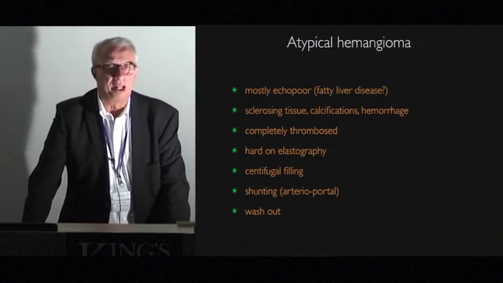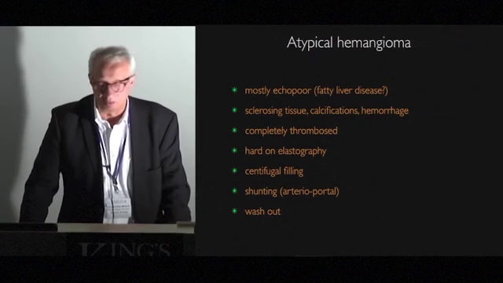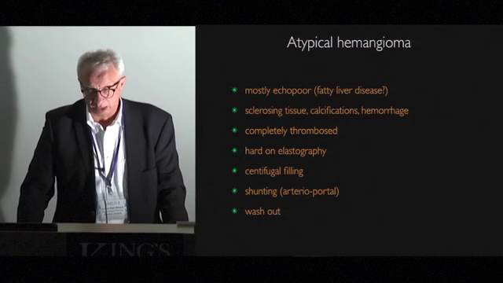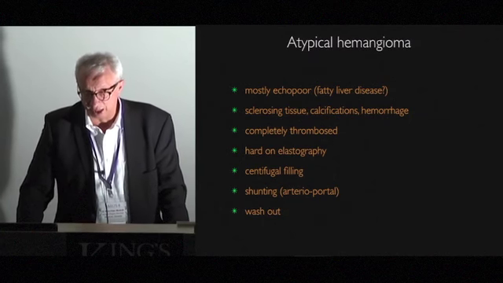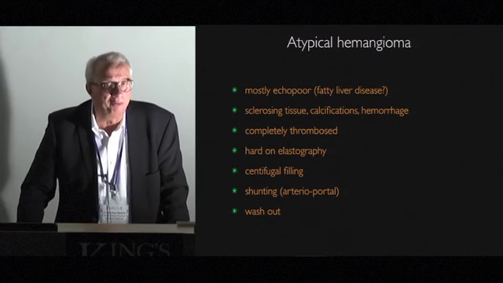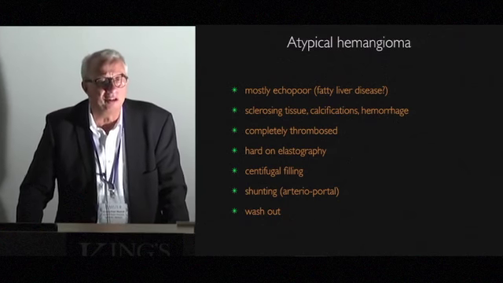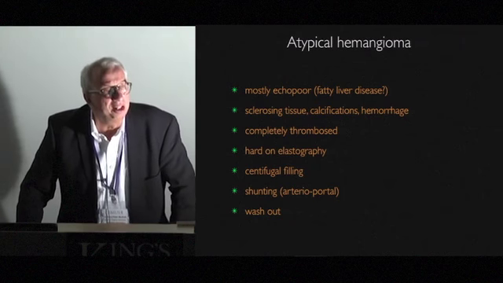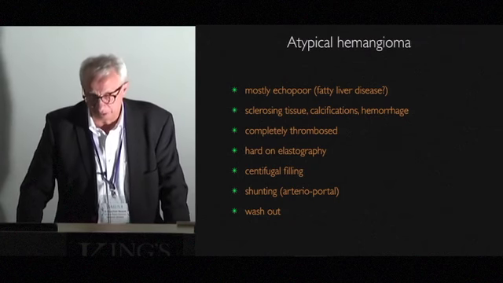Atypical hemangiomas, and I'm concentrating more on the atypical ones because the typical ones are so typical that I will not cover more cases of that. So they are mostly echo poor. And the question behind it is, do we have a fatty liver disease? Because in fatty liver diseases, mostly all or nearly all liver lesions look echo poor.